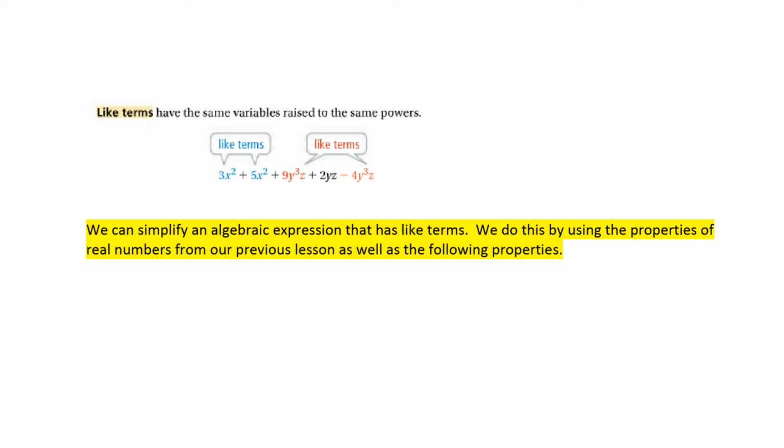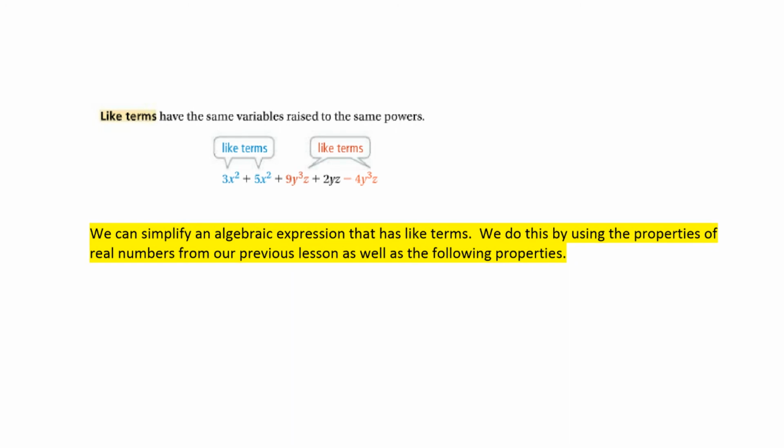Like terms are terms that have the same variables raised to the same powers. If I look here at this example, I can see that 3x squared and 5x squared are like terms. They both have a variable x squared. So those are like terms. Also, 9y cubed z and negative 4y cubed z are also like terms. The y cubed z being the parts that are alike, that make them the like terms.